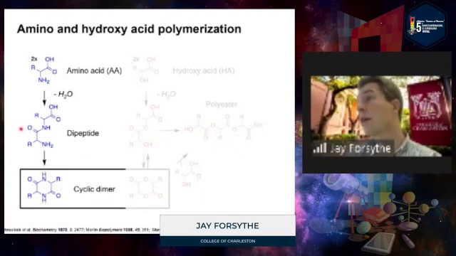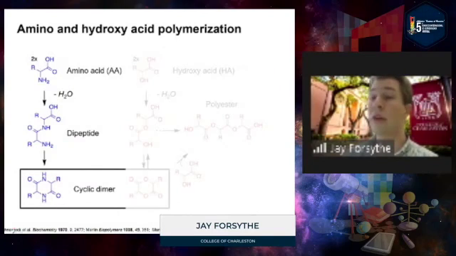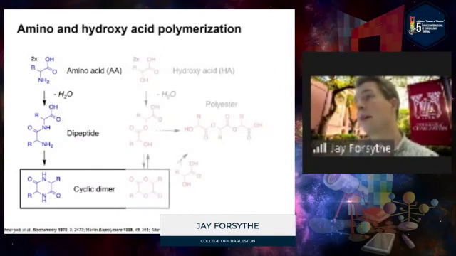This process does work. However, there's kind of an issue with amino acids that oftentimes they get stuck in a cyclic dimer or a diketopiperazine structure, right? So when you form a dipeptide, this can wrap around, lose water again, and cyclize. And particularly for amino acids, the cyclic dimer is very stable, and it can act as almost a thermodynamic dead end for the reaction. However, when you think about the hydroxy acids, that's not the case, right?